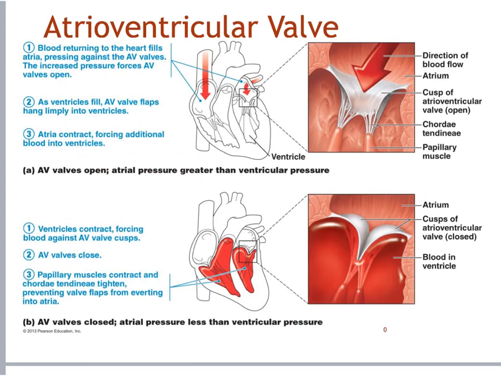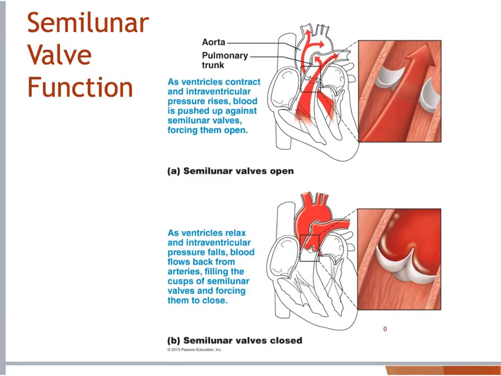Now I just want to spend a minute here talking about how these valves function. They're very different. Again, the AV valves rely upon the papillary muscles and the chordae tendineae in order to snap shut and to open. And you can see here that that explains that. Whereas, as I mentioned, the semilunar valves rely on changes in pressure. And so we need to change the slide here. The semilunar valves rely on change in pressure.